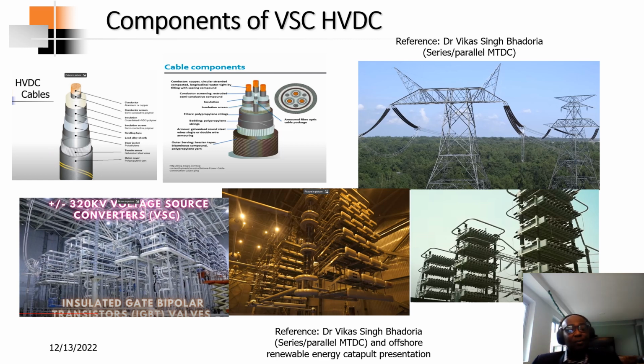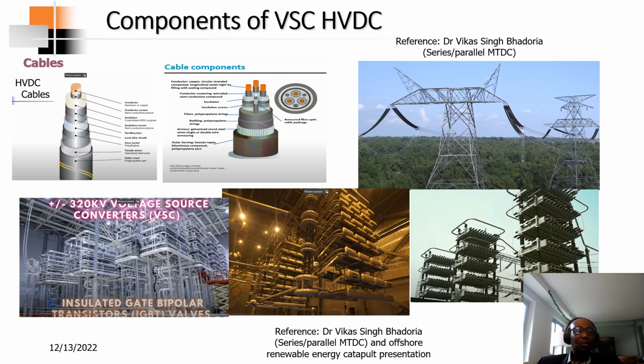Okay, so next are pictures that show you the components of the HVDC cable, right? And this is a typical HVDC transmission line. As you can see, this is the positive and this is the negative. Next is a typical converter. So inside a valve hall, this is how the converters look like.